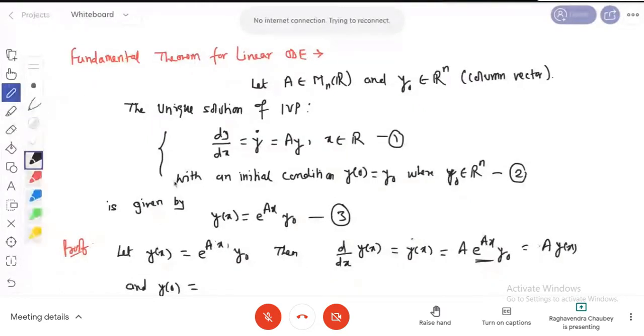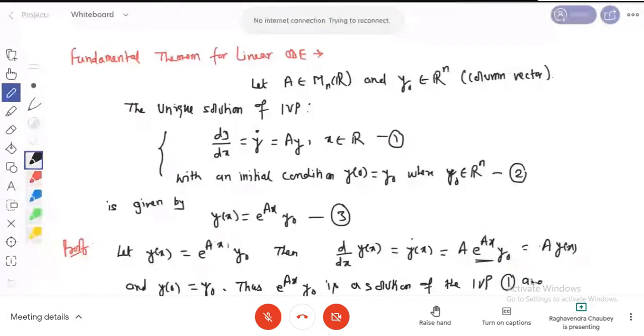Okay, so here putting x equals 0, this becomes 1. So this is y0 equals y0. This means this satisfies this condition. So y0 means y0, this satisfies this condition too. So this means e to the power Ax y0 is a solution of the initial value problem, which is defined by equations number 1 and 2.